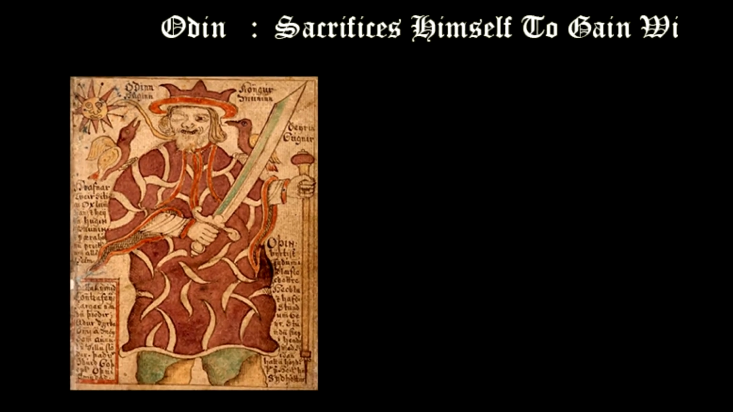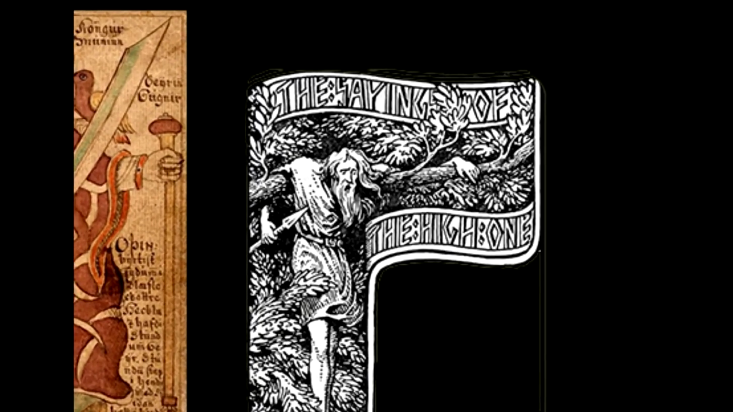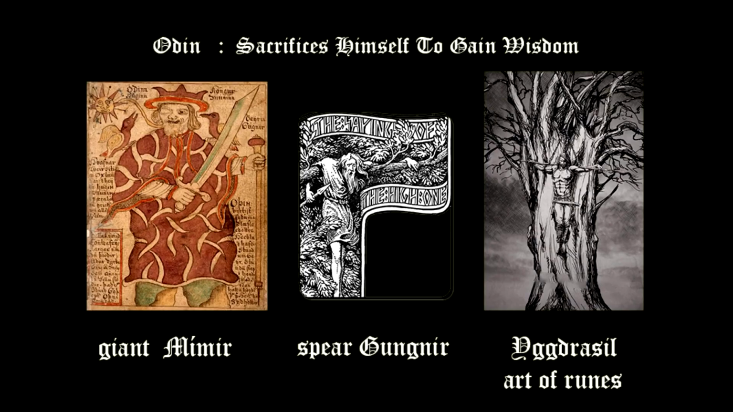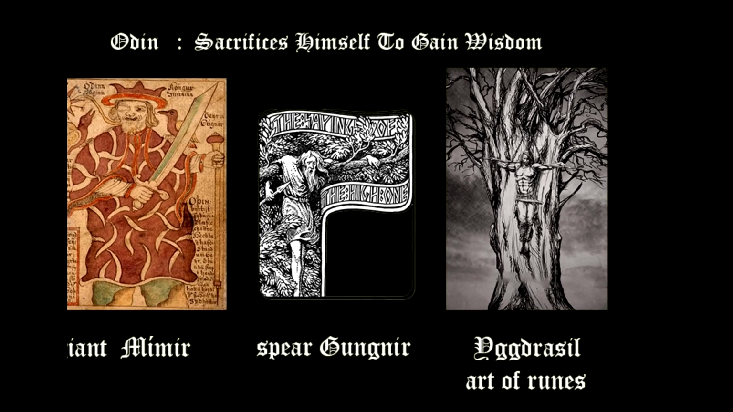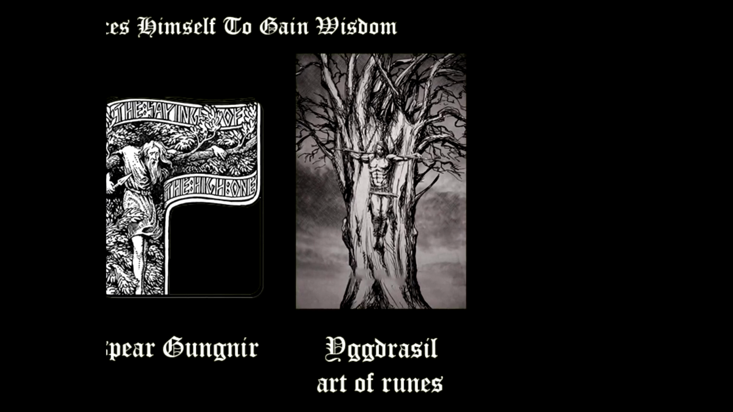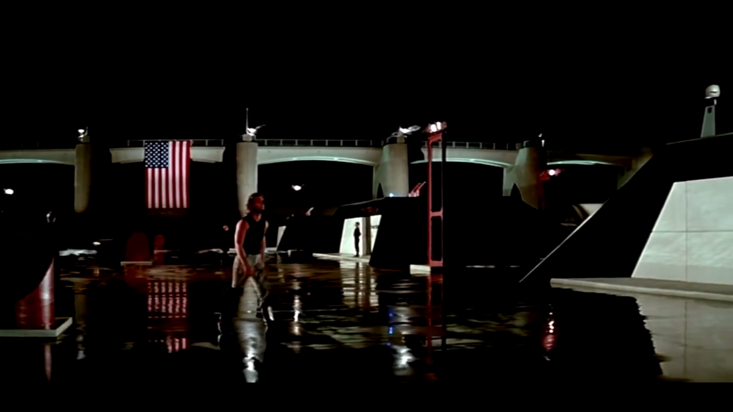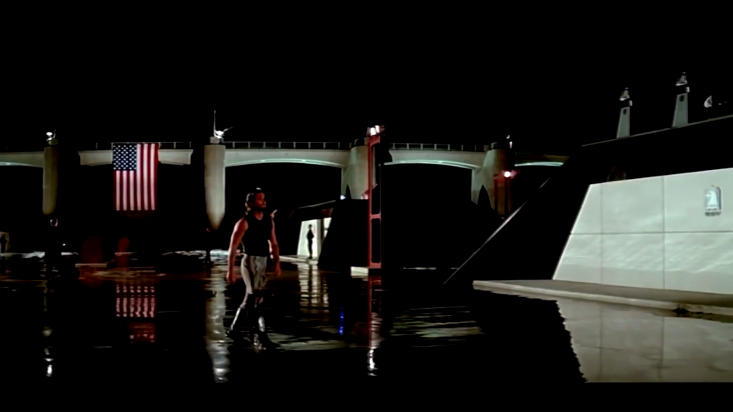For the same purpose, he wounds himself with his spear, Gungnir, and he hangs himself on the tree of life, Yggdrasil, where he learns the art of runes. So Snake is limping because of this spear wound.